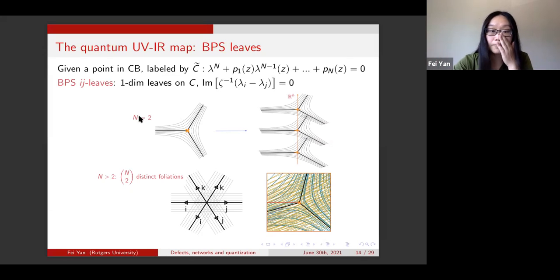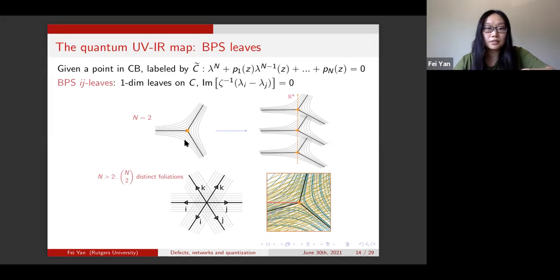So what do they look like? In the GL2 case, or n equals 2, the structure is very simple. Out of each branch point, you have 3 critical leaves going out of it. And they divide the neighborhood around the branch point into 3 different regions. And then within each region, you have families of generic BPS leaves. When I say critical and generic, I'm distinguishing on whether or not these leaves will end at a branch point. So this is a picture on C.